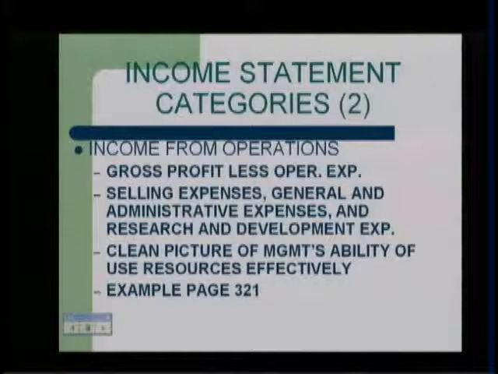Moving down the income statement then, the next category of expenses you have are your operating expenses. These are such things as your selling, general and administrative expenses, your research and development expenses. This section of the income statement will give you a picture of management's ability to actually use their resources to produce sales. Again, a good example of that is on page 321 of your textbook. About the bottom of the page, they show you the middle part of the income statement with a focus on the income from operations section.